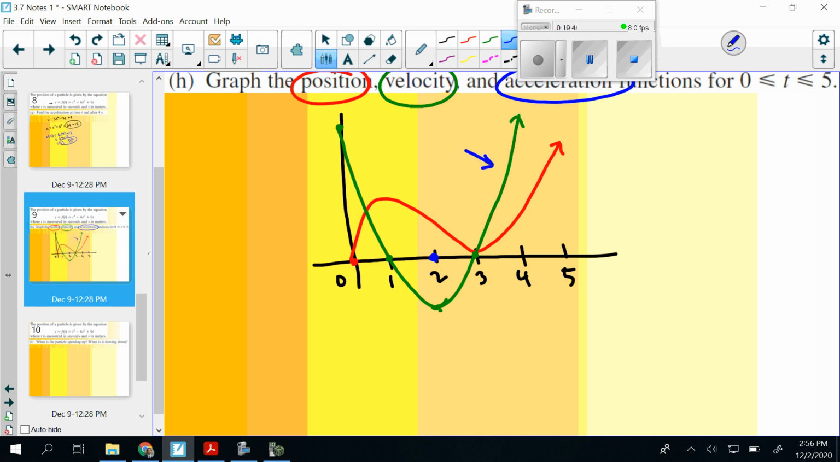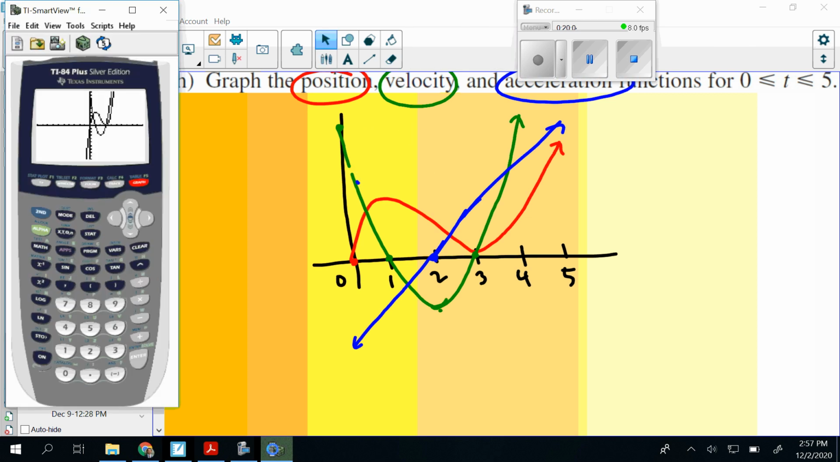Well, we're looking at the slope. What kind of slope do we got? Positive. So the slope here should be positive. And what kind of slope do we got on this side of 2? It's negative. So the slope here should be negative. So I'm guessing the blue graph's going to look something like this. Let's check it out and see what we get.